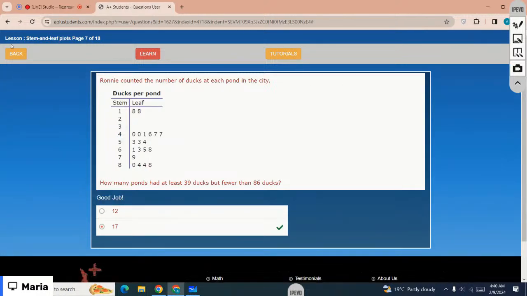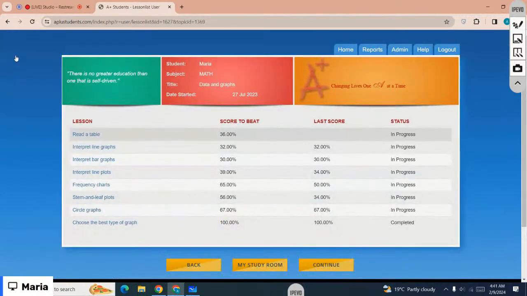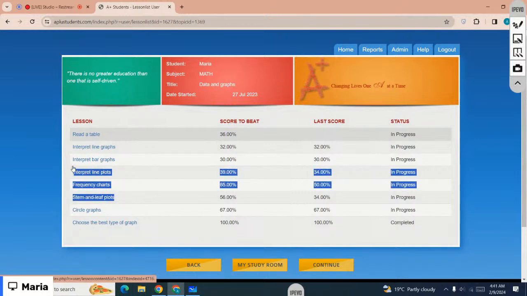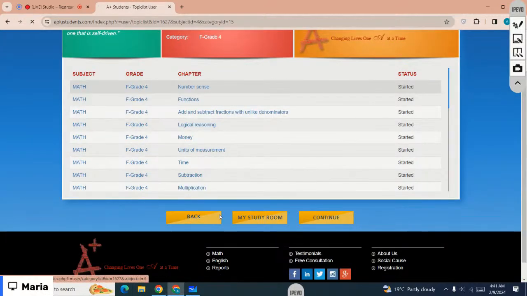Okay, you can complete the lesson by yourself later today. So, we were working on grade 4 math. We are working on the chapter data and graphs. The lessons we have covered today are interpret bar graph, interpret line plots, frequency charts, and stem and leaf plots, right? So please make sure before the next session you complete all the practice questions for the lessons we did today. That is your homework until next session, right?